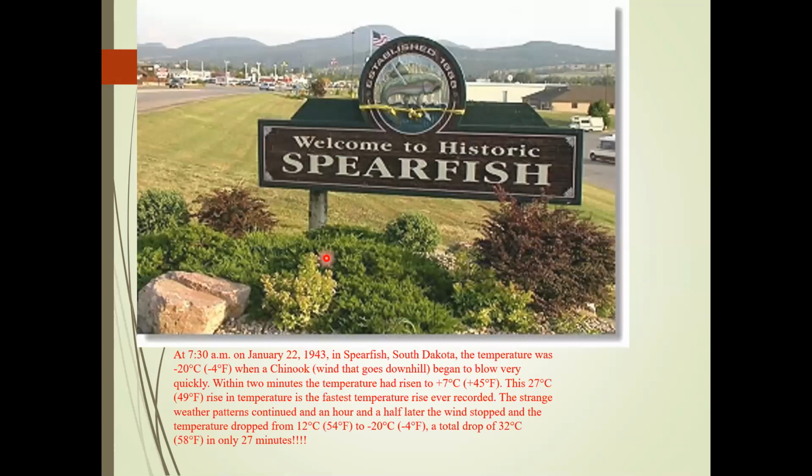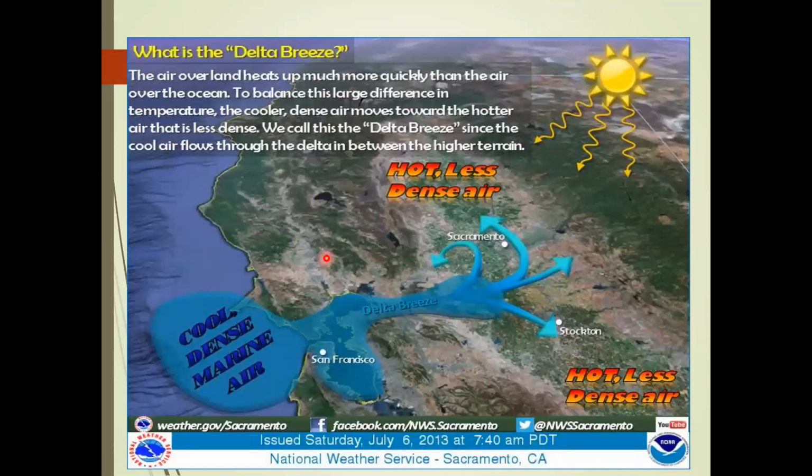And then we already talked about Spearfish and how the Chinooks gave them a world weather record. And then this is the Delta Breeze. This is our own little air conditioner in the summertime. When the valley is so hot, we get these over 100 degree temperatures, and we just pine for the Delta Breeze to kick in.